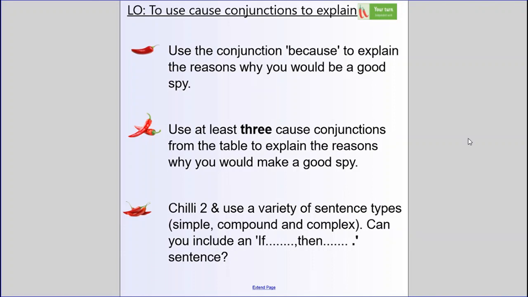You should be feeling quite confident now to be able to start your letters of application. Remember to write your introduction, use the example that I showed you. You can magpie some ideas from that. And then your second paragraph explaining all the fantastic reasons why you would make such an awesome spy.